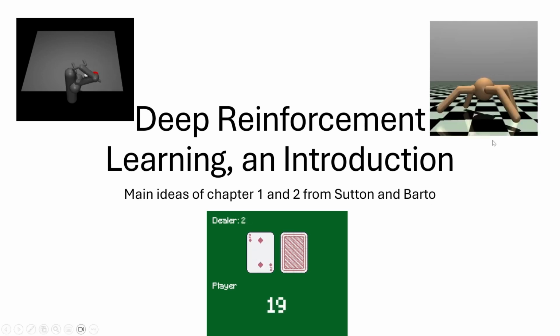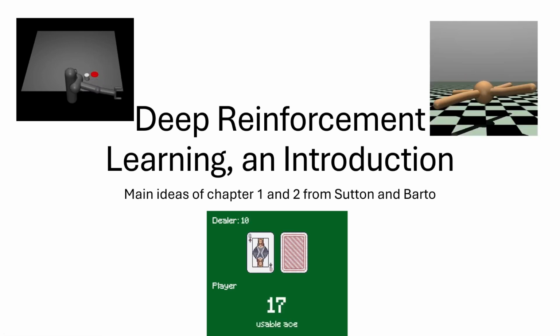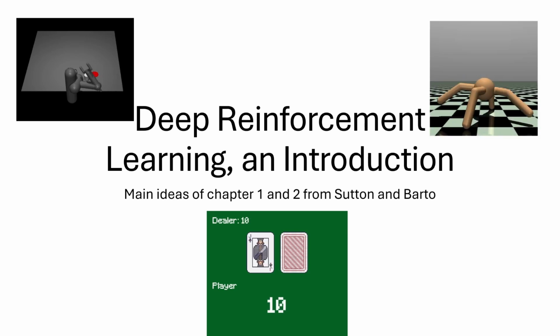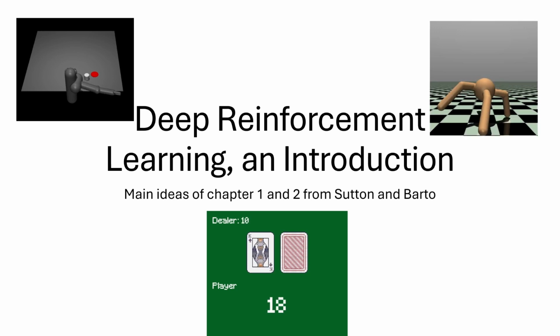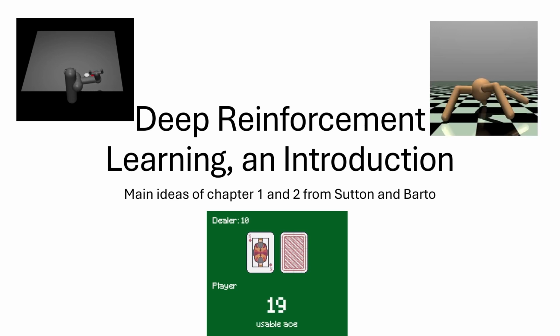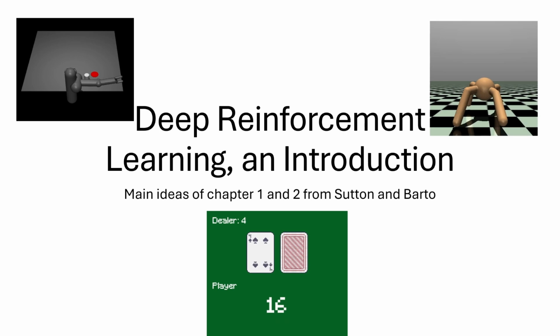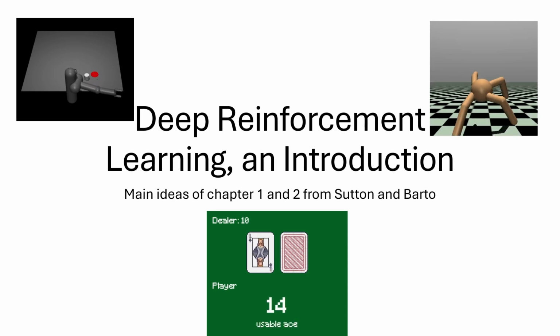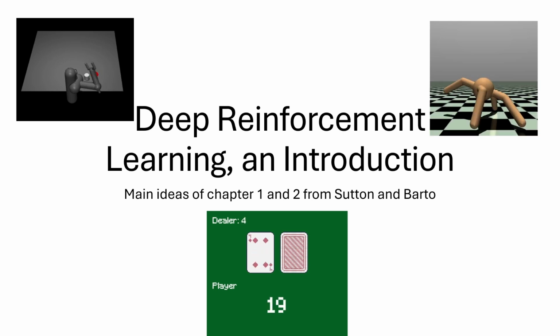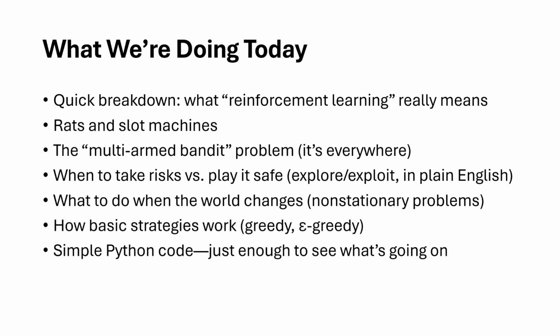Hello, today we are going to get into deep reinforcement learning. It is basically how an agent figures things out by interacting with an environment. For example, on the top left, you can see an agent learning how to pick up an object. On the top right, you can see an ant trying to learn how to walk. And at the bottom, we have an agent trying to learn how to play blackjack.